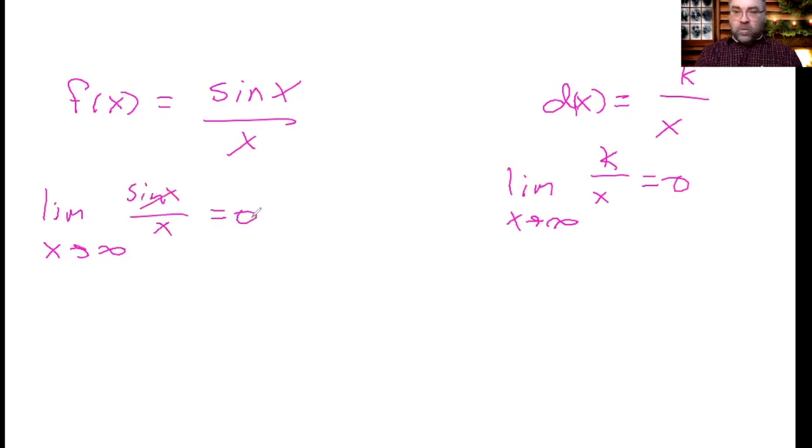Okay, which is great. But here's what I want to show you. It crosses the line y equals 0 infinitely many times. Let's go over to Desmos and take a look. So let me bring in our graph here.